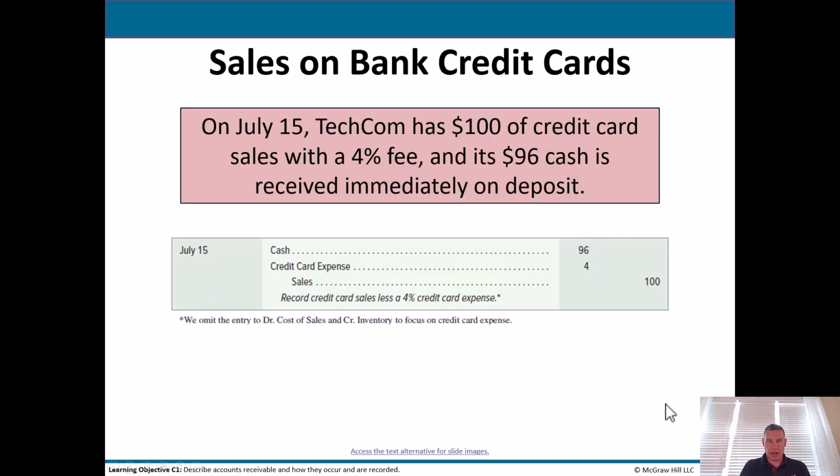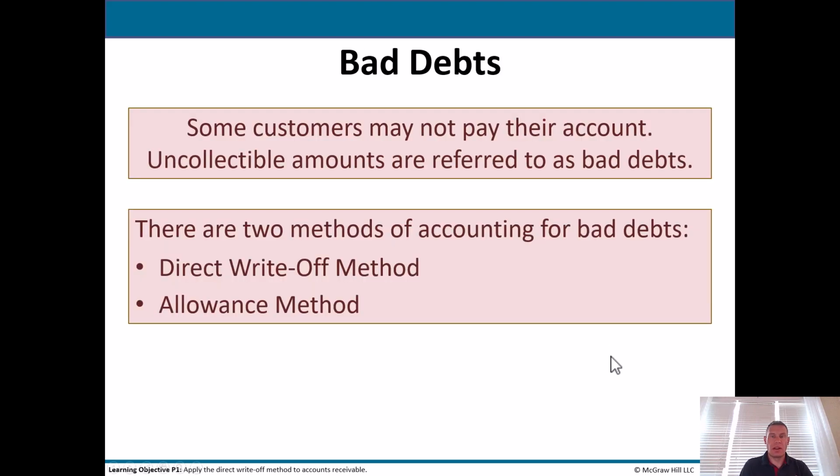All right, sales on bank credit cards. On July 15th, Techcom has $100 of credit card sales with a 4% fee, and its $96 cash is received immediately on deposit. So we have this debit to cash, this increase to cash for 96. We have an increase to credit card expense for 4, and then we also have an increase to sales of 100. So we're basically just recording the sales, what we have to pay the credit card company, $4, and then what we're actually going to keep in terms of cash, 96.